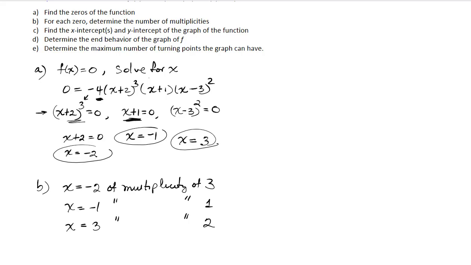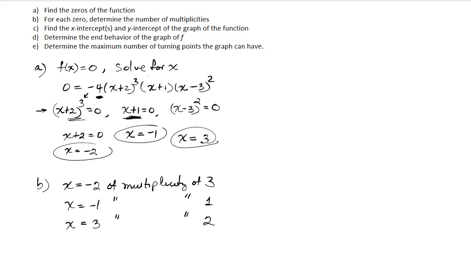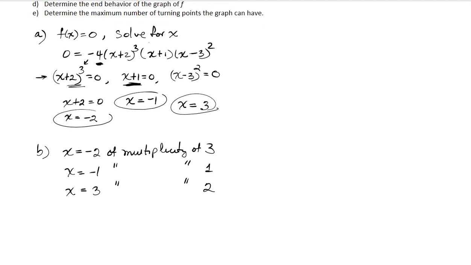For letter C, determine the x-intercepts and the y-intercept of the graph of the function. Now remember that an x-intercept is a point on the graph of a function that crosses the x-axis. So essentially, that's the same process as solving for the zeros of the function. The only difference is we write x-intercepts as ordered pairs.